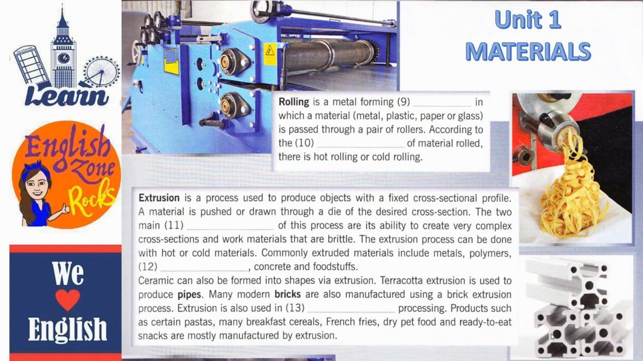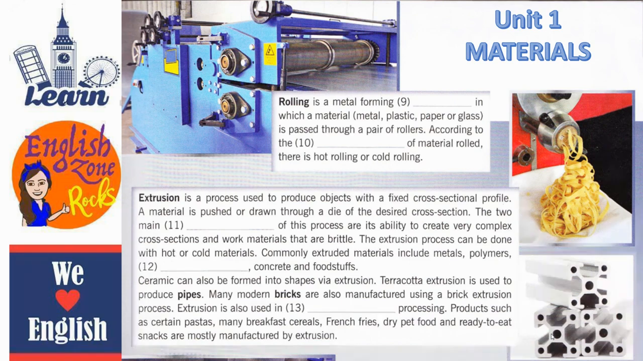Extrusion is a process used to produce objects with a fixed cross-sectional profile. A material is pushed or drawn through a die of the desired cross-section. The two main advantages of this process are its ability to create very complex cross-sections and work materials that are brittle. The extrusion process can be done with hot or cold materials. Commonly extruded materials include metals, polymers, ceramics, concrete, and foodstuffs.